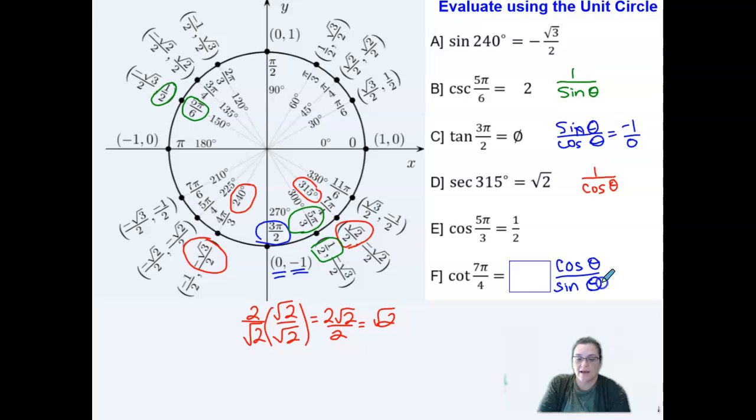So we're going to take the x over the y, and at 7 pi over 4, which is also in quadrant 4, the cosine is the square root of 2 over 2, and we're going to divide that by the sine, which is negative square root of 2 over 2. And taking a value and dividing it by itself is 1, but since this is negative, our cotangent for 7 pi over 4 is equal to negative 1.